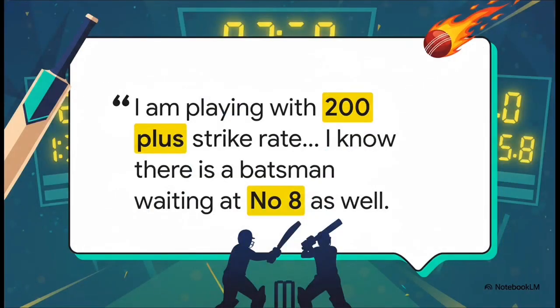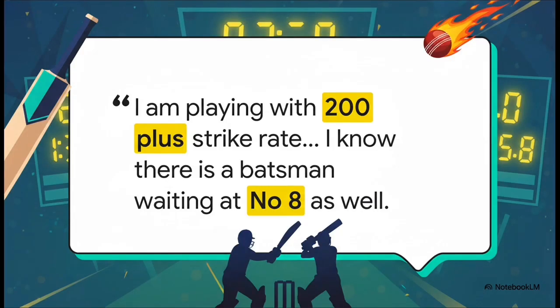He basically said, look, the reason I'm playing with a 200 plus strike rate is because I know there's an extra batter. I know there's a guy waiting to come in at number 8. It is a safety net. The batters can just go all out, attack from ball 1, because they know there's another specialist batter ready and waiting on the bench if they get out.